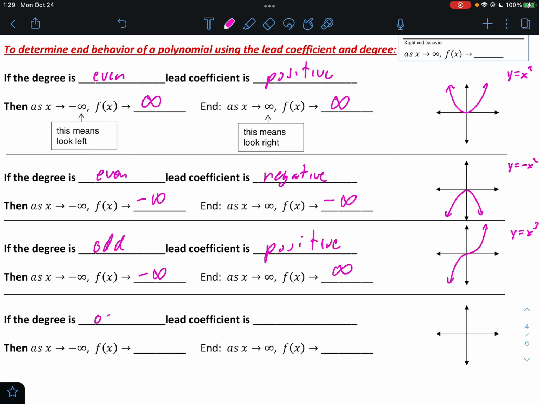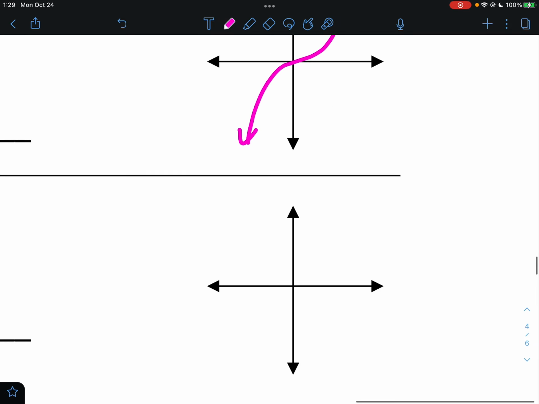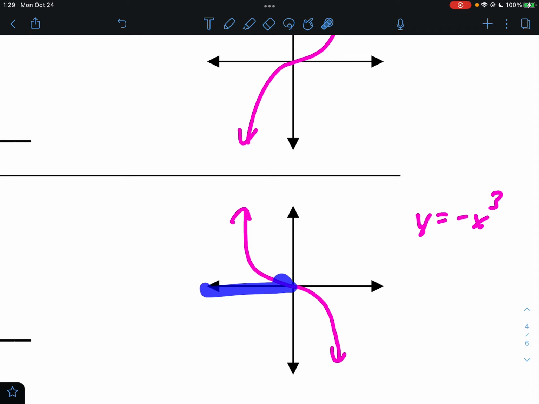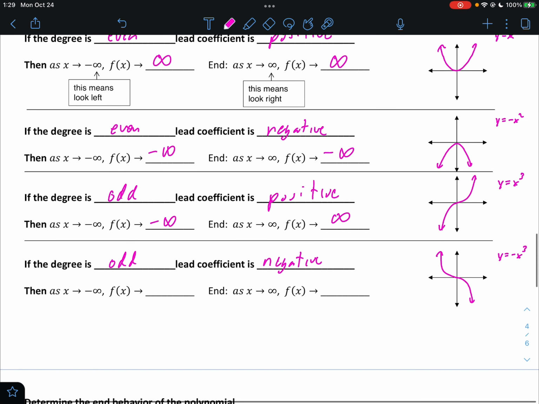And finally, if the degree is odd, but the leading coefficient is negative, so maybe that would be y equals negative x cubed. So that's going to look something like that. As x goes to the left, y is going to go up. As x goes to the right, y is going to go down. So as x goes to the left, y goes up. As x goes to the right, y goes down.